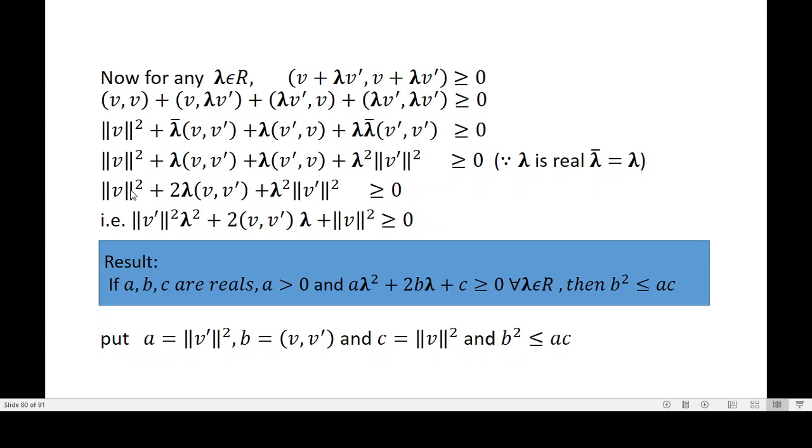So we have norm v squared plus 2 lambda, since we have two similar terms, 2 lambda into inner product of v comma v dash plus lambda squared into norm v dash squared is greater than or equal to 0. Or rewrite this equation: norm v dash squared into lambda squared plus 2 times inner product of v comma v dash into lambda plus norm v squared is greater than or equal to 0.